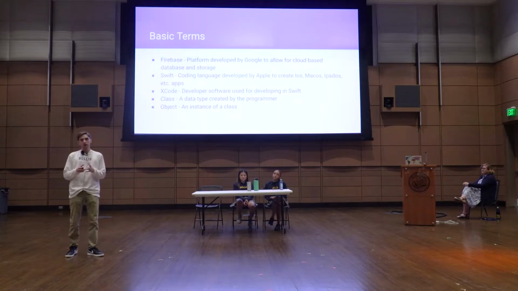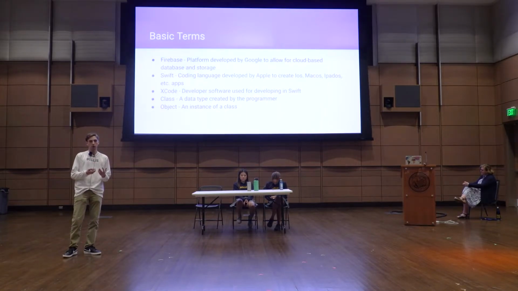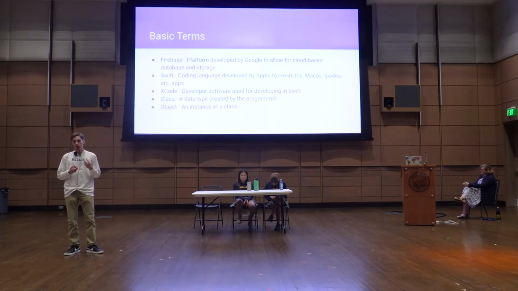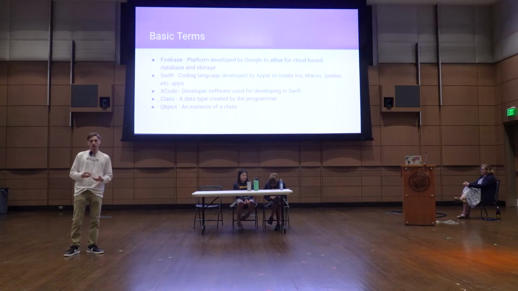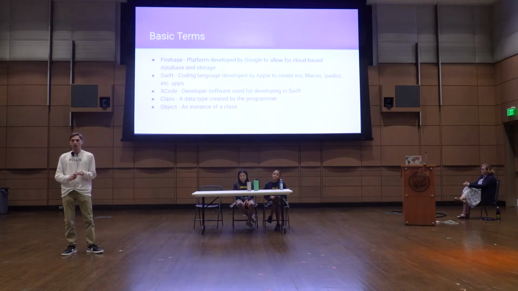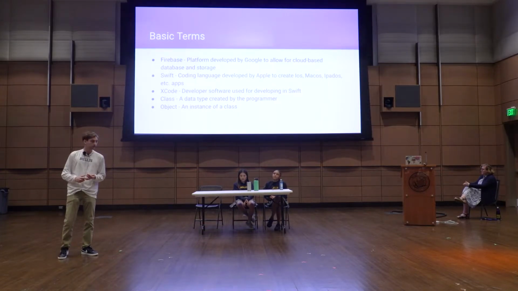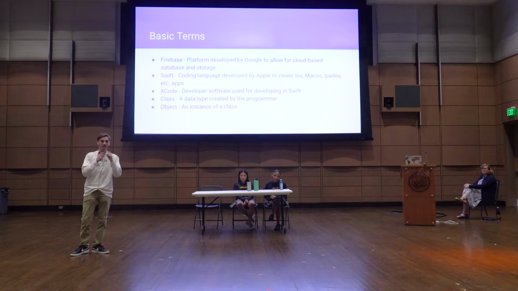So some more technical terms now. A class is a data type that's created by the programmer. So for my app, one of them that I created was the jersey class. So I defined what a jersey was. So some of the attributes are the team, the player name, the jersey number, what decade that player played in. And an object is a specific instance of a class. So for mine, that would be a specific jersey.